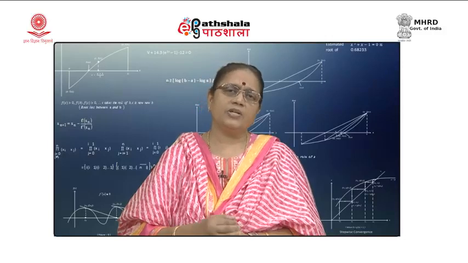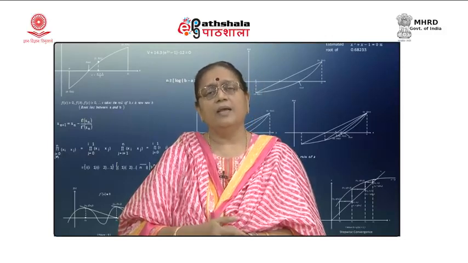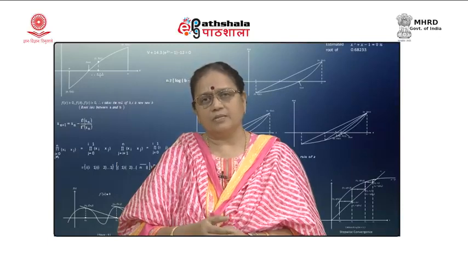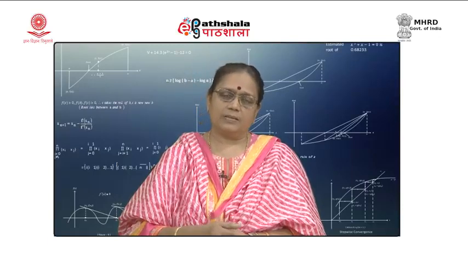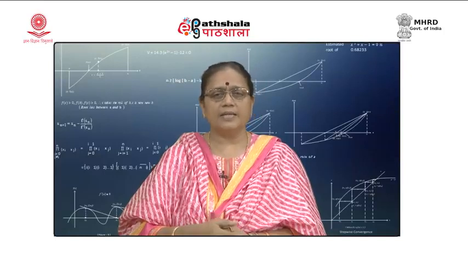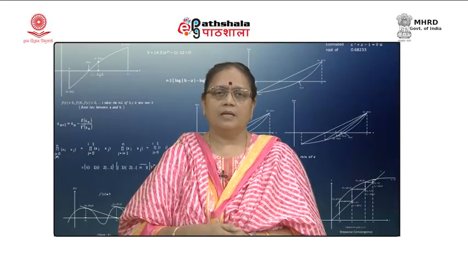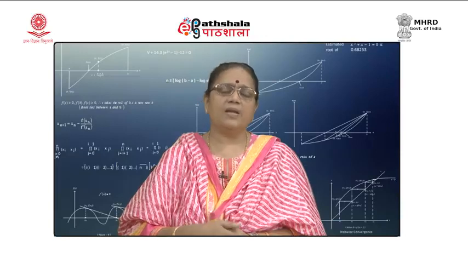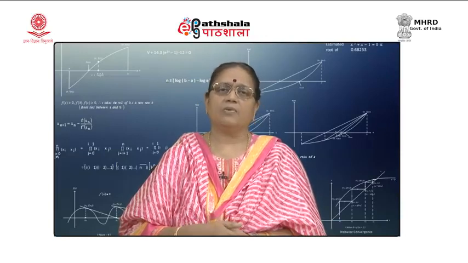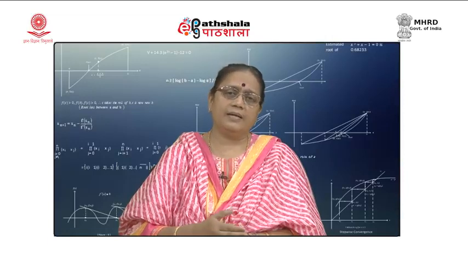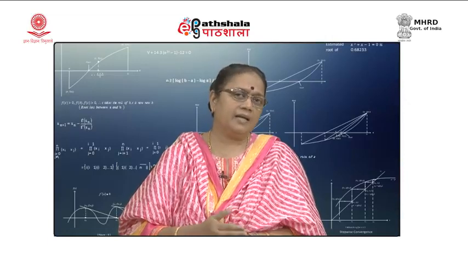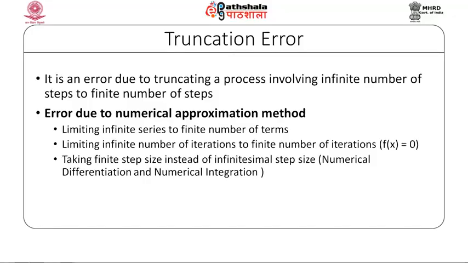As the name says, truncation error arises due to truncating a theoretically infinite process to a finite process. Though theoretically it says that you will achieve the exact result if you do this an infinite number of times, we cannot continue the method an infinite number of times; we have to terminate the process after a finite number of steps. The error which comes in due to this is called truncation error. The most common example is truncating an infinite series to a finite number of terms.